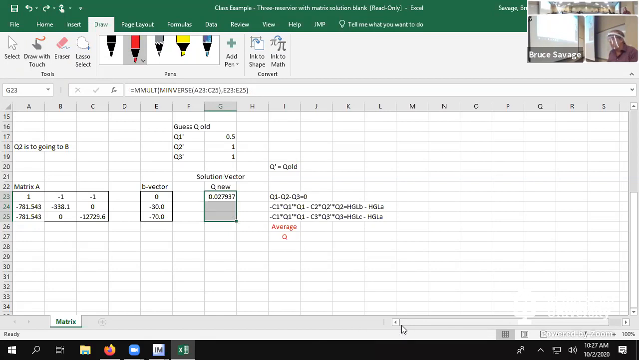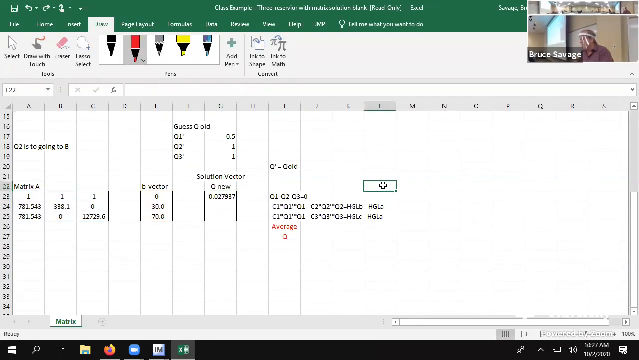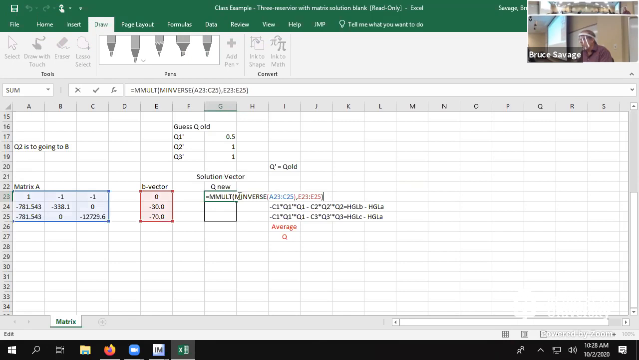Sure, I'd be happy to. So let me go back here. When I type this in, I type matrix multiplication, M mult. If I went M mult, just to show you, if I move my mouse down it should tell me. There we go. It tells me that it's array 1 times array 2. Well, I want my first array to be A inverse. So that's why when I come back over here, I do M inverse of my A matrix, and then my second array is my B vector.